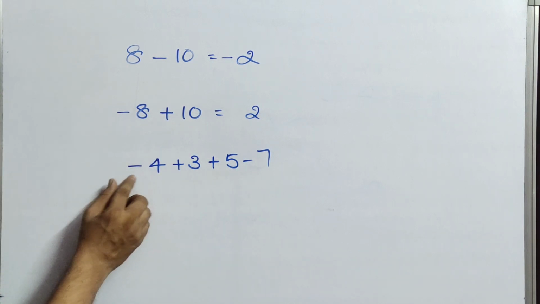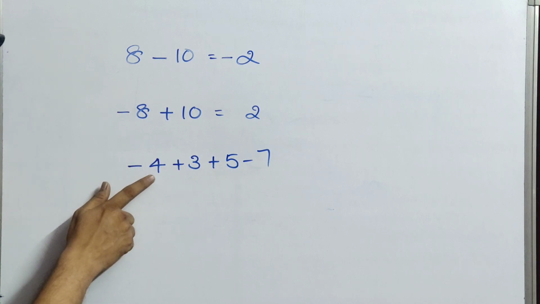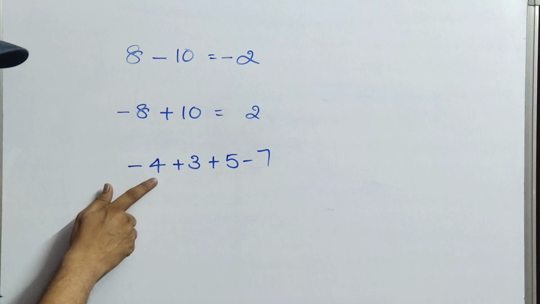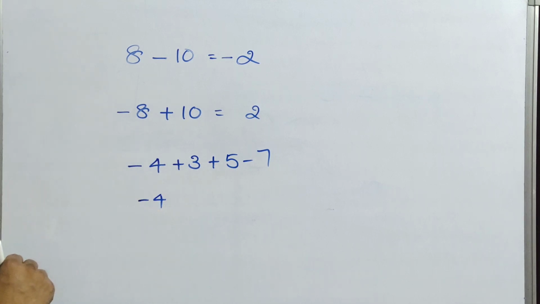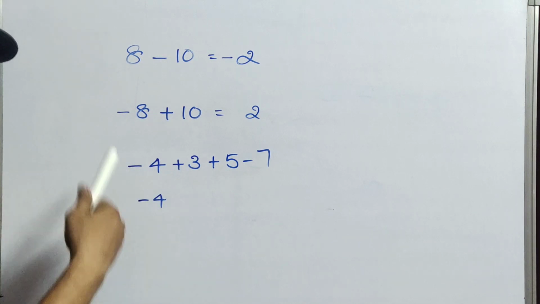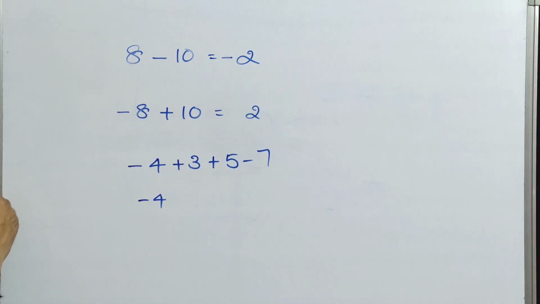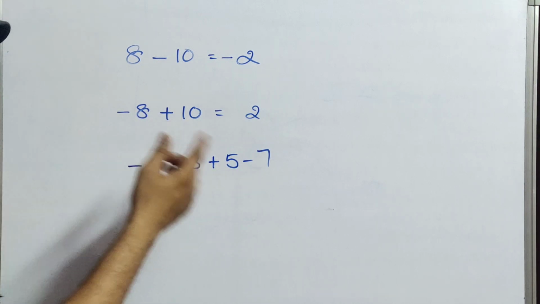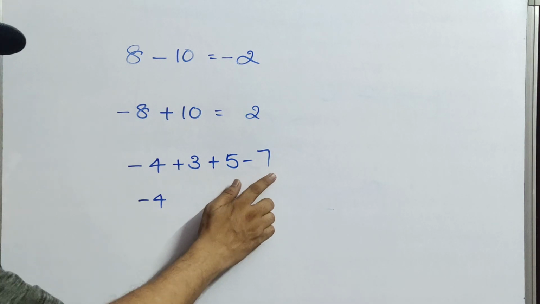Listen, what is the starting number here? Minus 4. Is it clear? The starting number is minus 4. So here minus 4 you just write in the solution. Now you have to search in the question for any negative numbers. Here it is, that is minus 7.